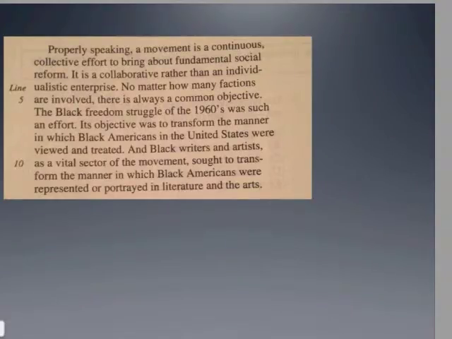So now let's practice active reading skills. I want you to pause the video now, and when you are ready, press play.